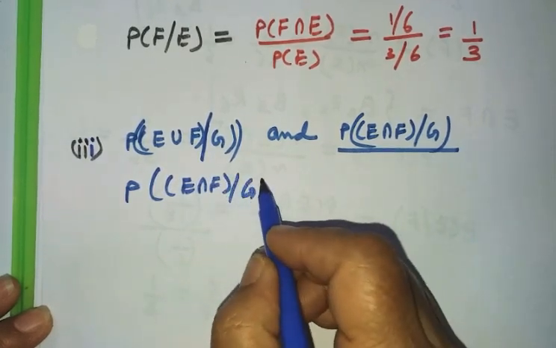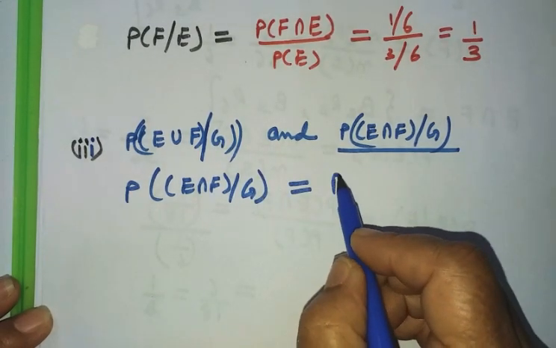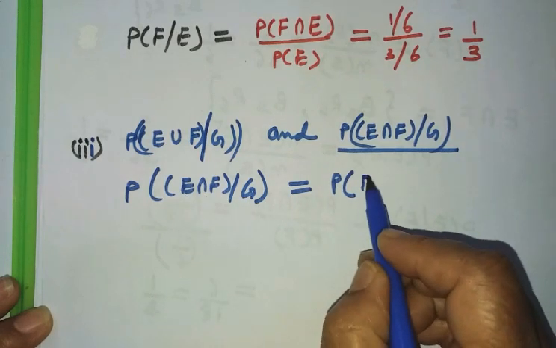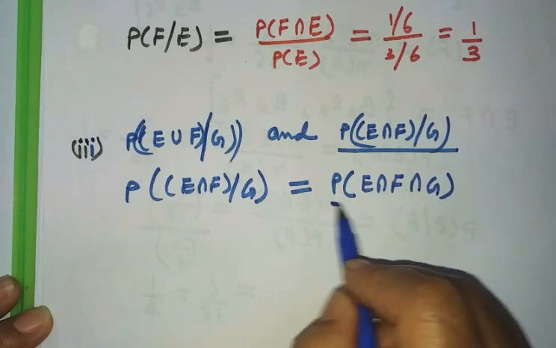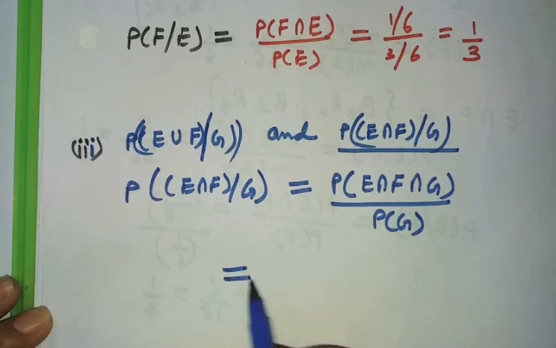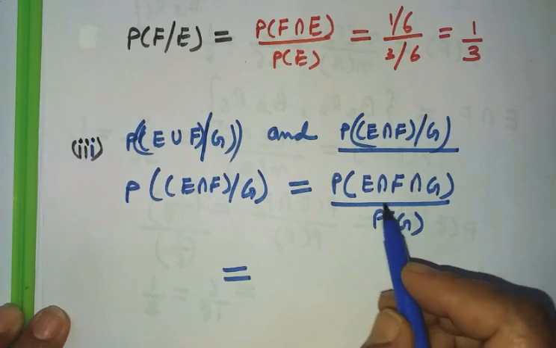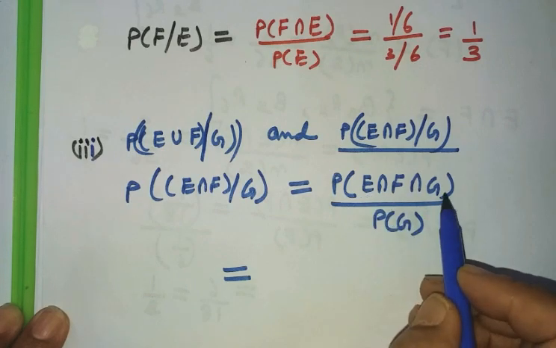by G. So as per the definition, this should be equal to probability of E intersection F intersection G upon probability of G. So I have got the sets given to me, I can very well calculate it. So let me first see how to find the probability of E intersection F intersection G.